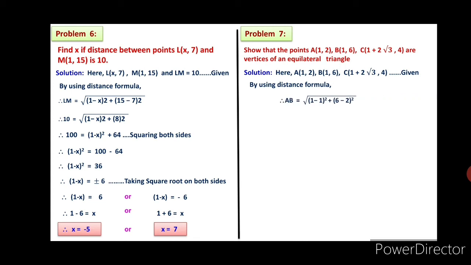So by using the distance formula, we can calculate AB. AB is equal to the square root of (1 minus 1) squared plus (6 minus 2) squared.